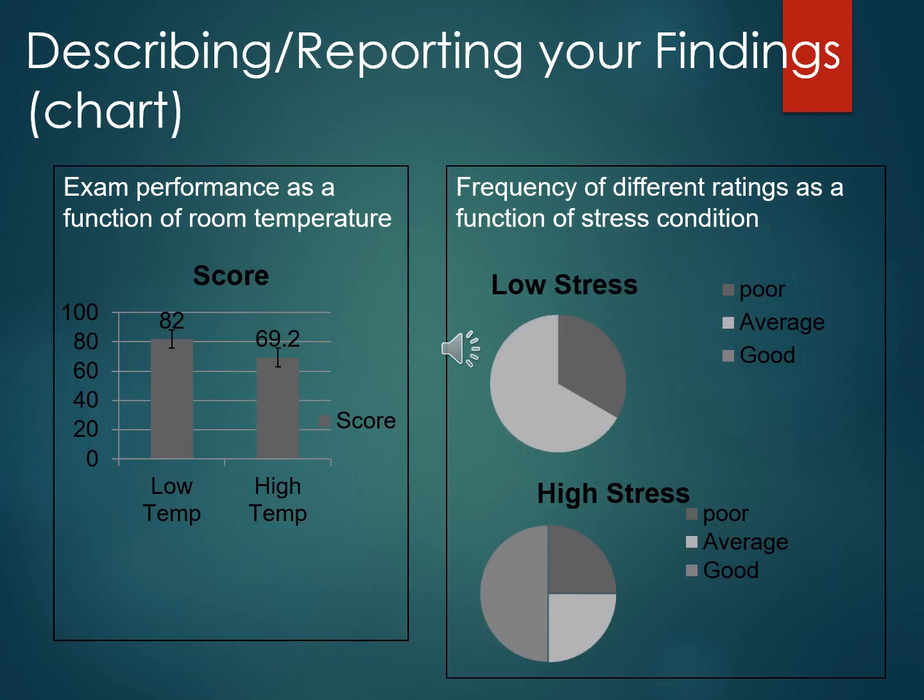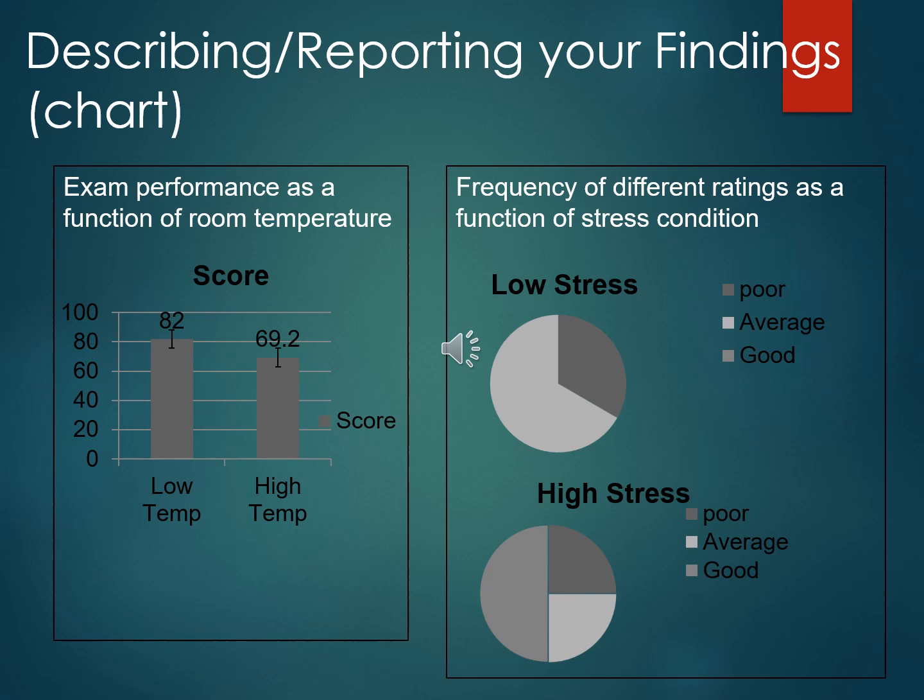Also, provide charts or graphs. In this case, on the left side, I'm sorry, exam performance as a function of room temperature, the low and high temperature condition is the grouping variable. Because these are categorical variables, you need to create a bar graph, not a histogram. So the bars are separated by a gap. And two bars indicate the mean. The 82 and 69.2 are the mean exam scores for each condition. You also indicate the standard deviation using error bars.